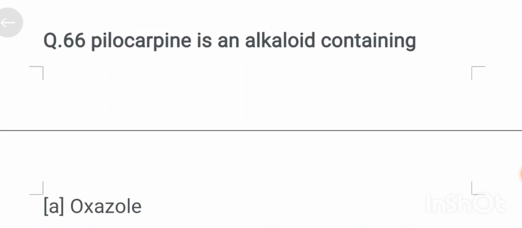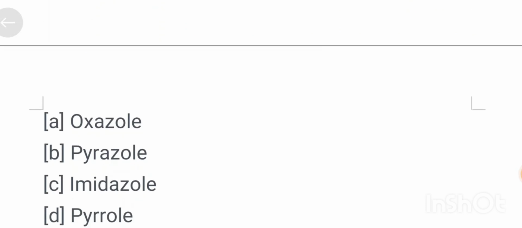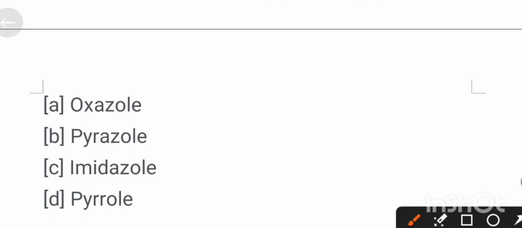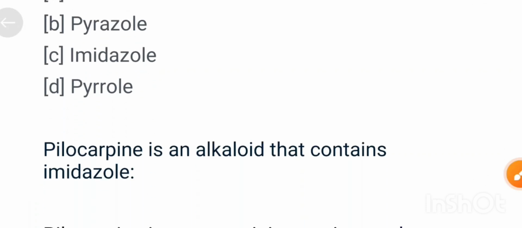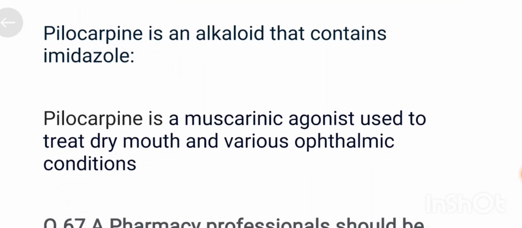Pilocarpine is an alkaloid containing: option A, oxazole; option B, pyrazole; option C, imidazole; option D, pyrrole. Correct answer is option C, imidazole. Pilocarpine is an alkaloid that contains imidazole, and pilocarpine is a muscarinic agonist used to treat dry mouth and various ophthalmic conditions. Next question.